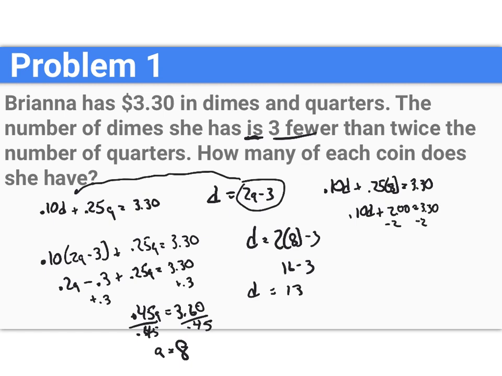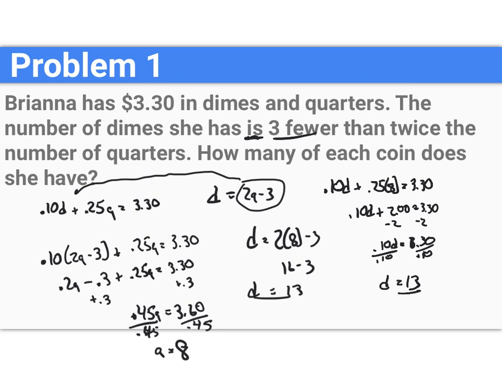Subtract 2 from each side. 0.10D equals 1.30. Divide by 0.10. 13 divided by 1, by 130. 130 divided by 10 is 13. So it works both ways.